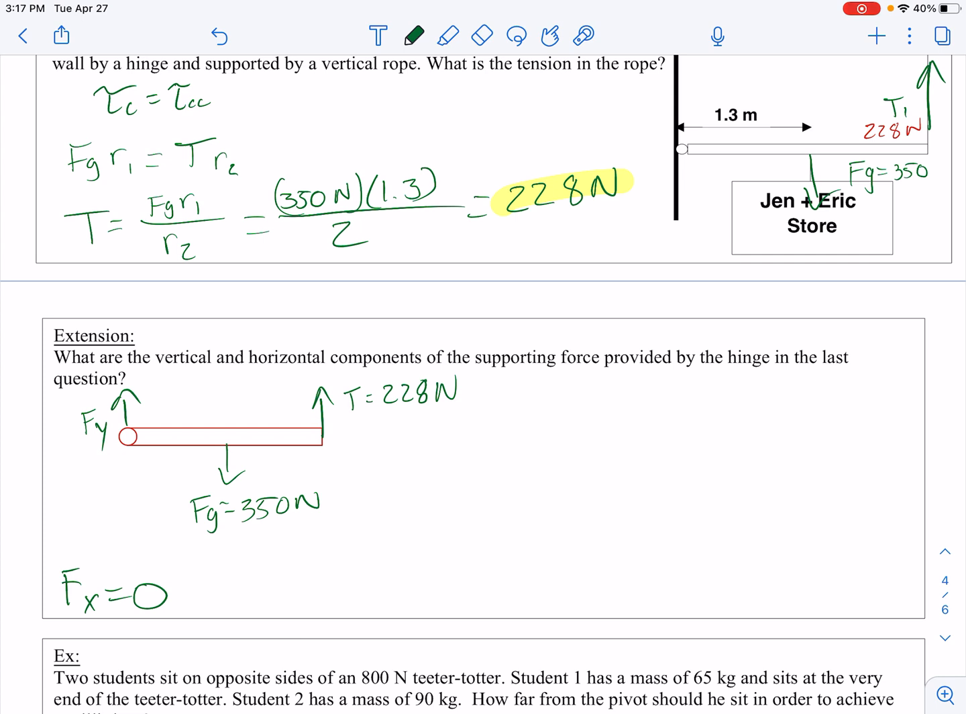So let's look at some of our y forces. We have our hinge, Fy, plus our tensional force, minus Fg, is going to be equal to 0, right? Because it's going to be the hinge and the rope that are holding up the sign.